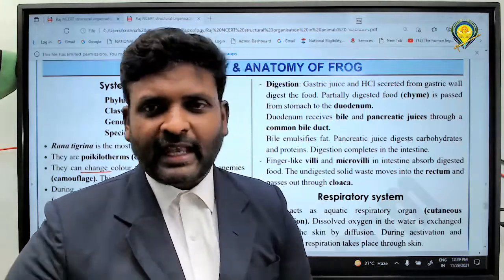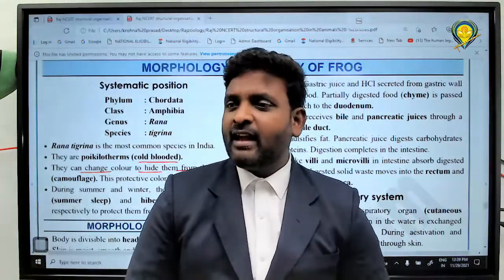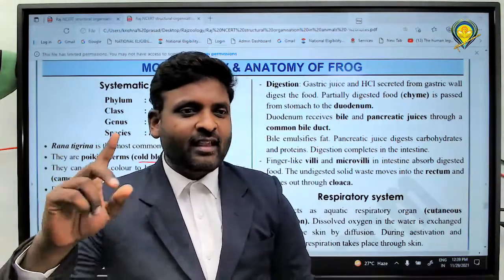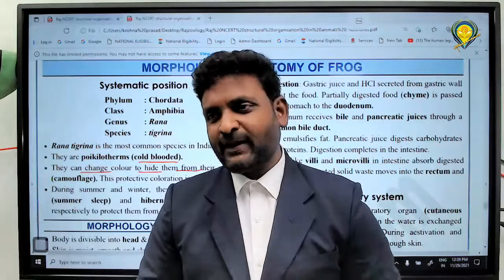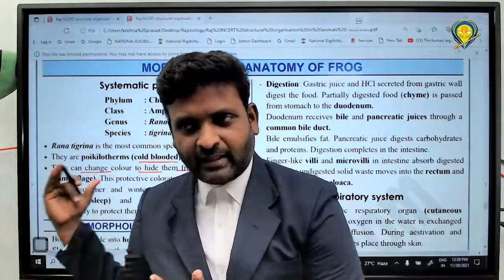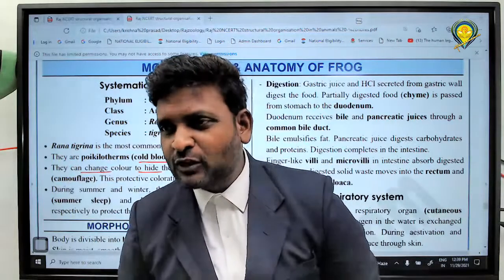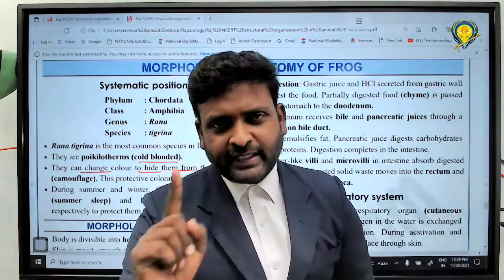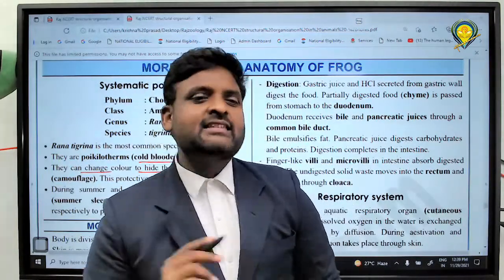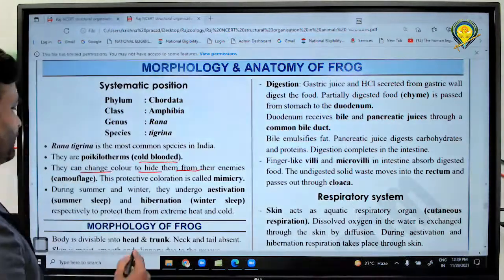Why? Escape from the enemies is one thing. And next one, capturing of prey is also easy. You know, we are discussing the adult frog. Are frogs carnivorous or omnivorous? Carnivores. Carnivores mean which will eat insects only. Very good. So that is what.